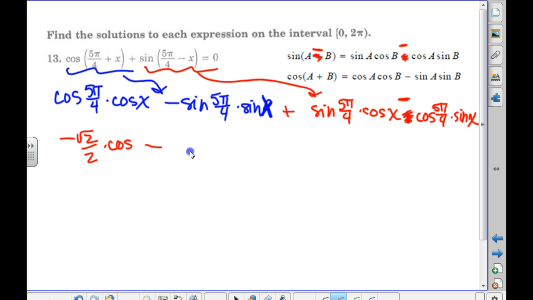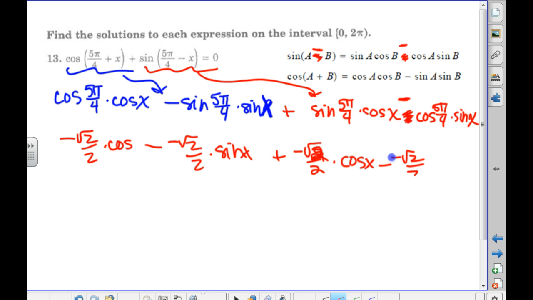Minus, what's the sine at 5 pi over 4? The sine at 5 pi over 4? Oh, wait, okay, positive or negative? That's supposed to be a 2, guys. Minus the cosine, which was also a negative, square root of 2 over 2.